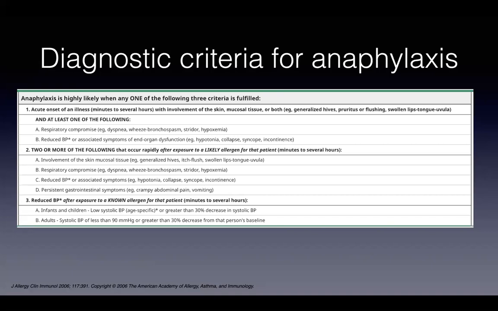Under that, what are the points we have to keep in mind? That is involvement of the skin, mucosal tissue, respiratory symptom, blood pressure, and the persistent gastrointestinal symptoms, like crampy abdominal pain or vomiting. Next is reduced blood pressure after exposure to a known allergen for that patient. Here we can categorize it into infant and adult, and there is a particular BP cutoff for particular group of patients.